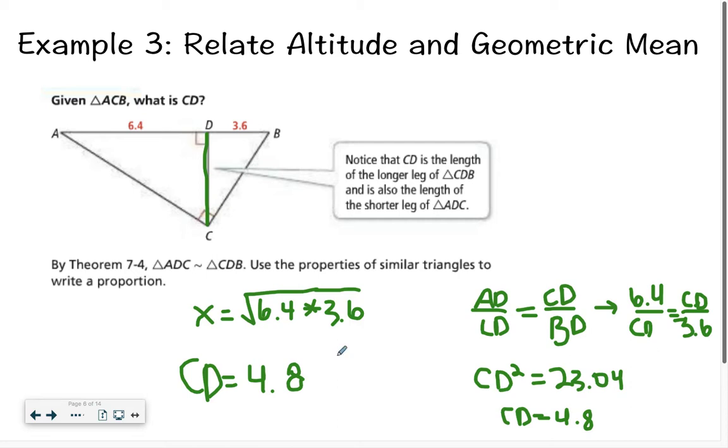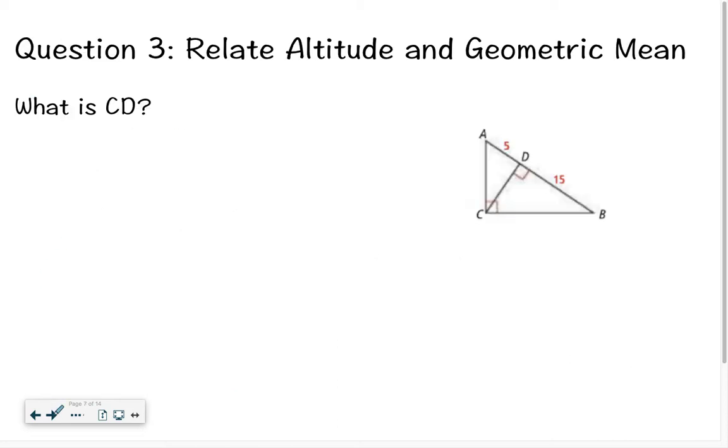But if you're able to memorize that the altitude equals the square root of the longer side times the shorter side on the hypotenuse, that is a faster way to do it. All right, so why don't you go ahead and try to find CD?